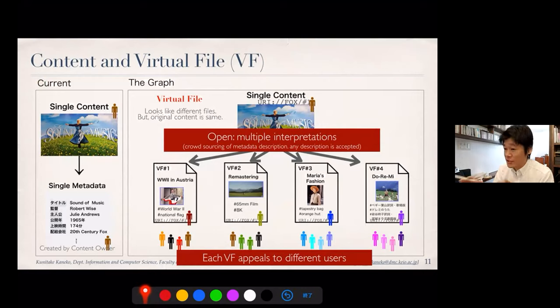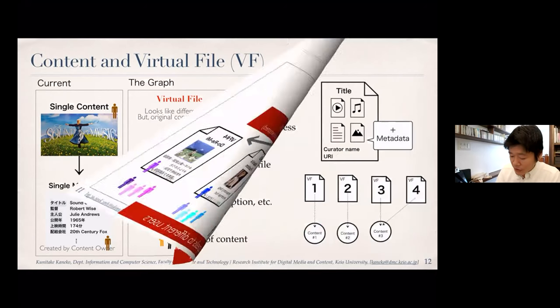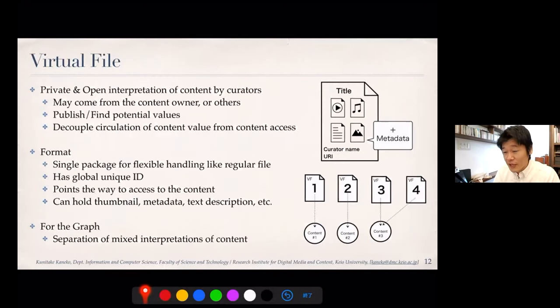So these are different aspects. And if we have a narrowed title of the content, then it appeals to different users, okay? So the budget file, how do we realize it?